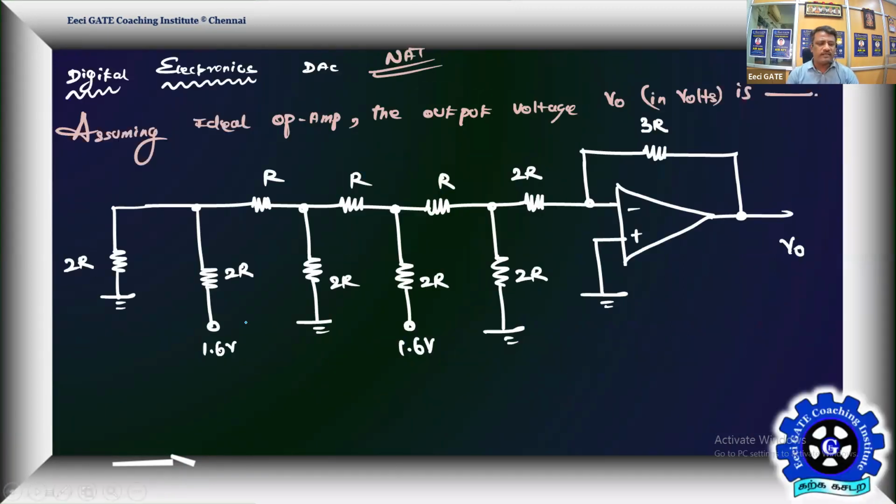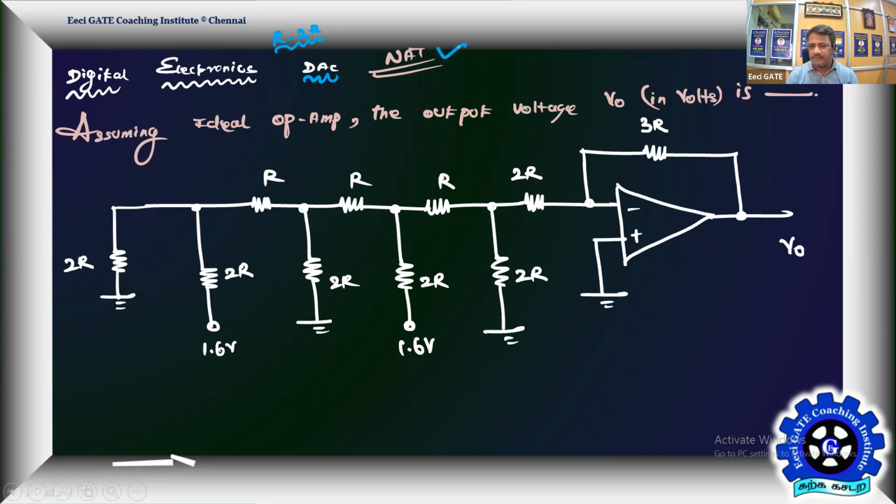Yes, this one is from digital electronics, but having the analog components. Operational amplifier. So this is exactly a digital to analog converter, an R to 2R ladder DAC. So that's the circuit given. Probably a 2 marks numerical answer type problem.